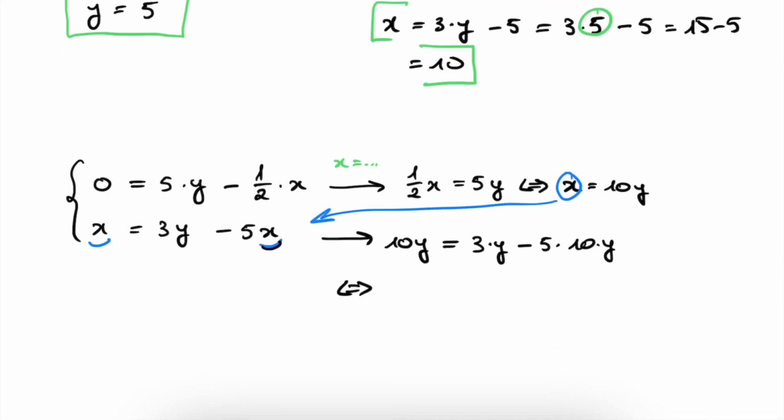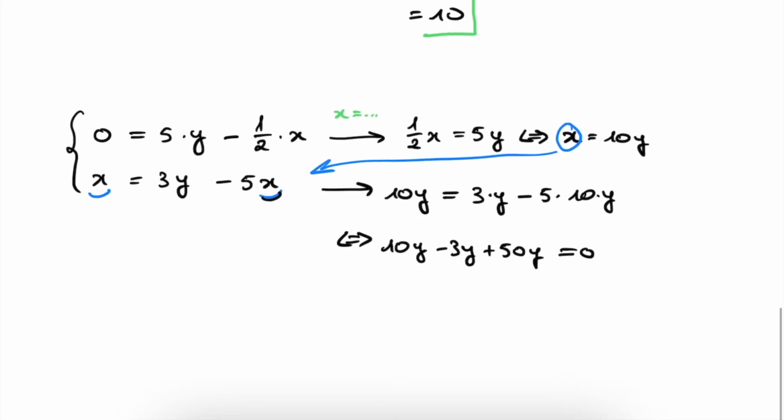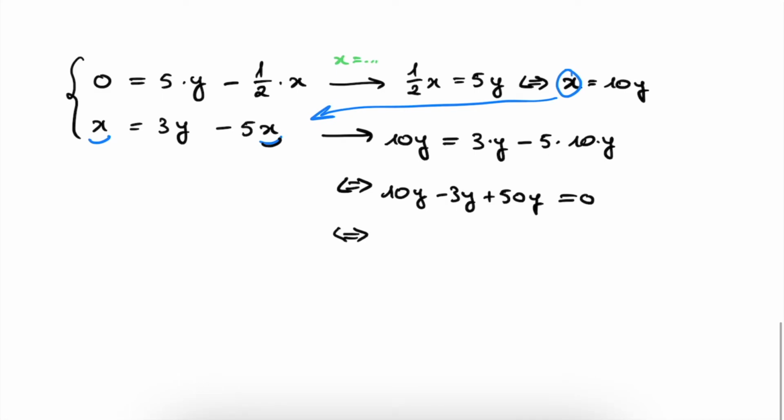Rewriting this, we bring all of the expressions with y to one side of the equality sign. So we get 10 times y minus 3 times y plus 50 times y is equal to 0, because there's actually no other term here without a y in its expression. And well, you might see this coming already, but we eventually get 75y is equal to 0, which of course is only possible if y is equal to 0. And we already have our first result, so y has to be equal to 0.